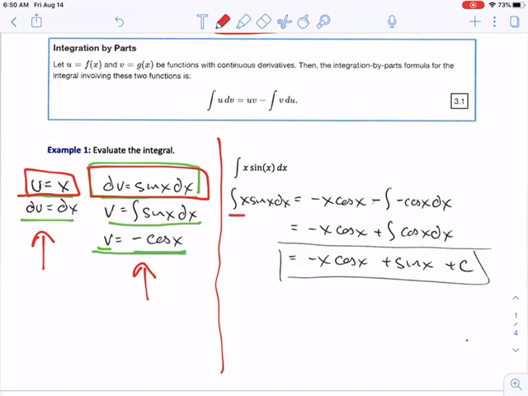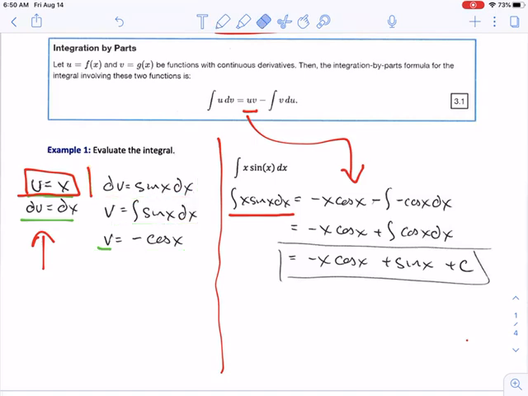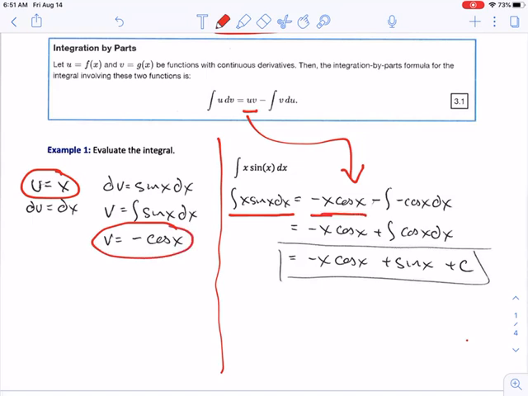So here's the left-hand side. This is my u dv. And so it equals u times v. Here's my u times v. U is, let's kind of erase some of this stuff here again. So u is x. That goes there. V is negative cosine x, so that goes there, and that's where the negative comes from. Negative x cosine x, you're basically multiplying those two together.